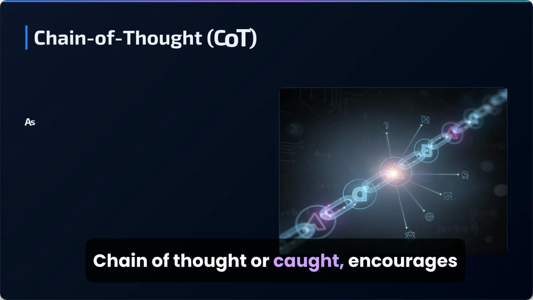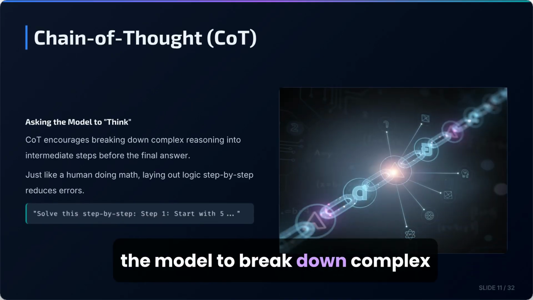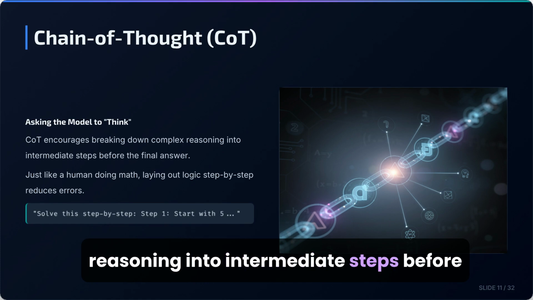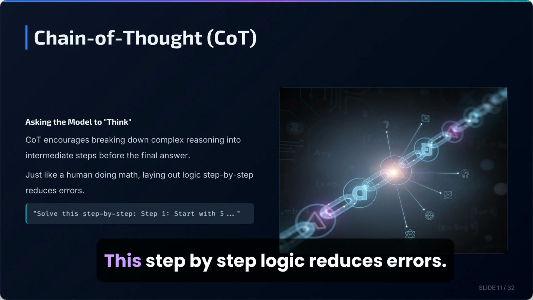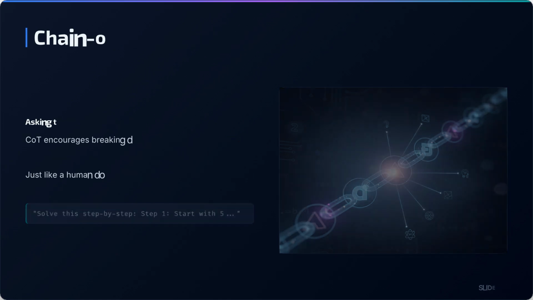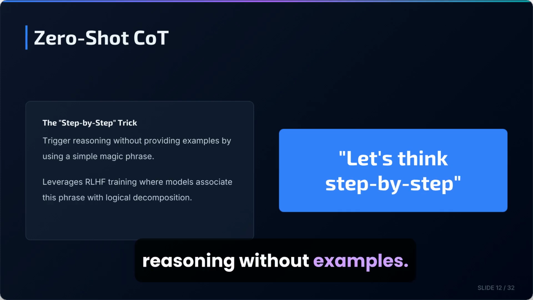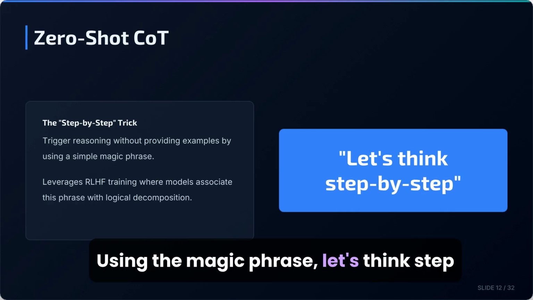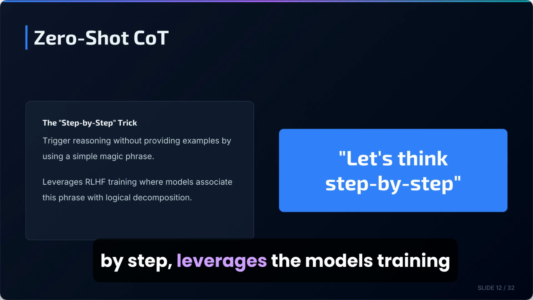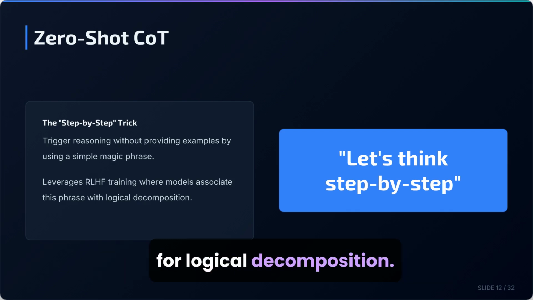Chain of thought, or COT, encourages the model to break down complex reasoning into intermediate steps before giving the final answer. This step-by-step logic reduces errors. Zero-shot COT is a simple trick to trigger reasoning without examples. Using the magic phrase, "let's think step by step," leverages the model's training for logical decomposition.